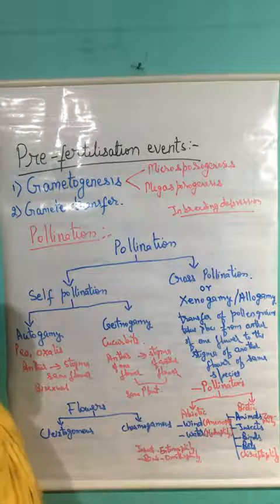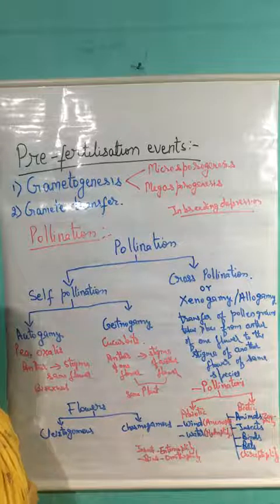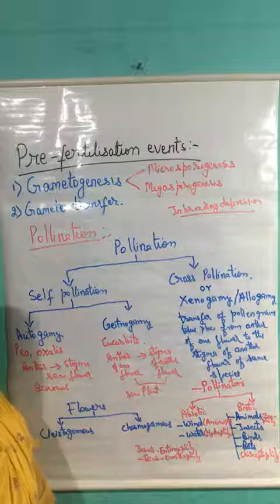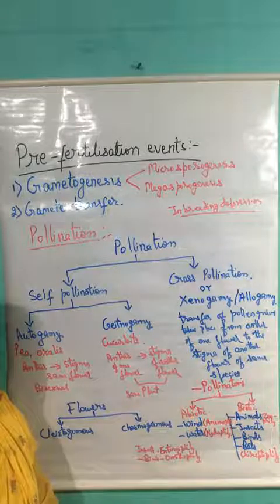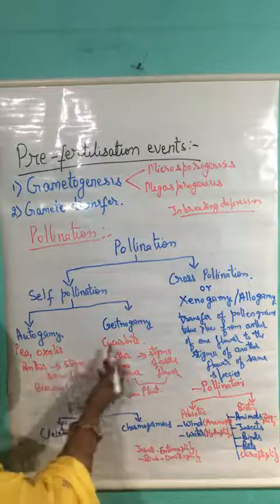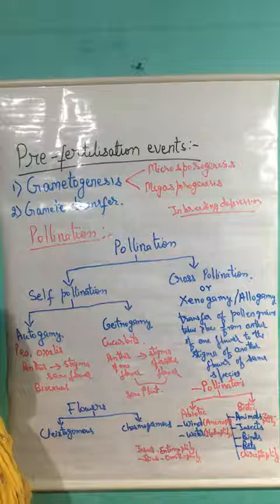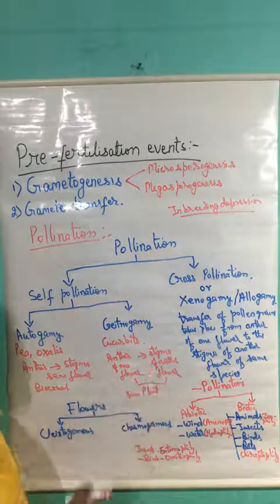In case of cross-pollination, the pollen grains have to be produced in very large amounts, because they have to depend on the pollinating agencies. Whereas in self-pollination, the number of gametes being produced is comparatively lesser.